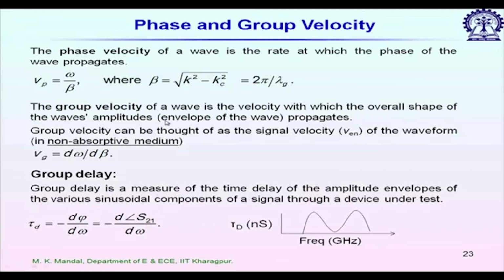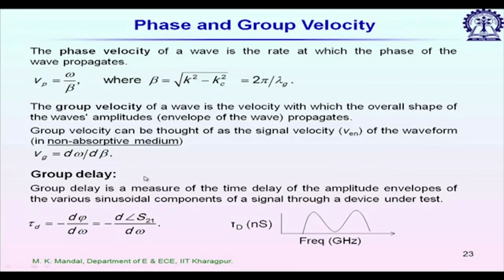The group velocity of a wave is the velocity with which the overall shape of the wave's amplitude, or we can call it the envelope of the wave, propagates. It can be thought of as the signal velocity of the waveform, but only if there is no loss. And Vg is equal to del omega by del beta. Group velocity again should be constant with frequency. So, we can define one term, which we call group delay.